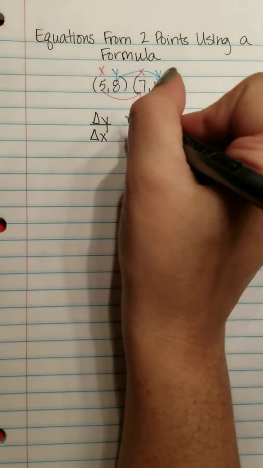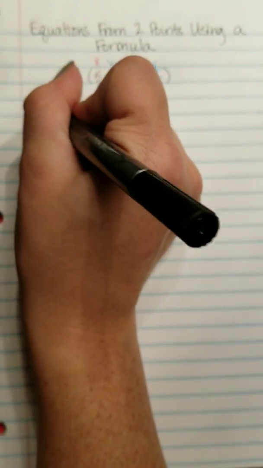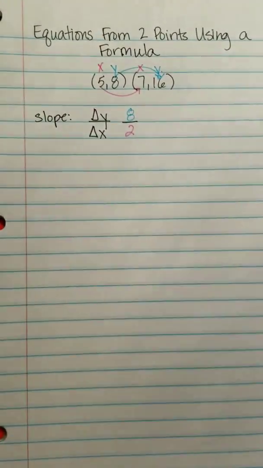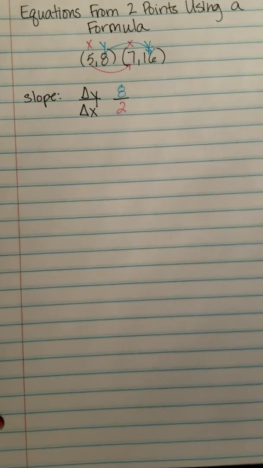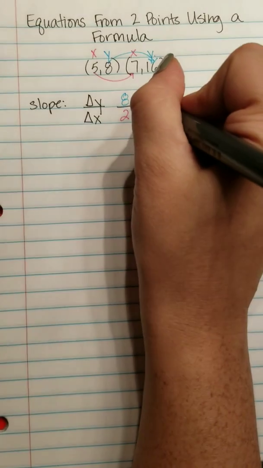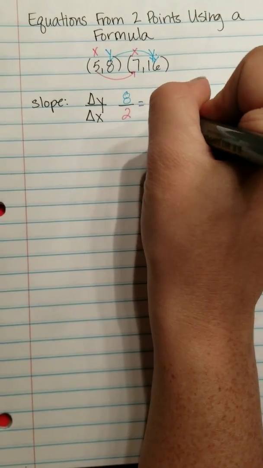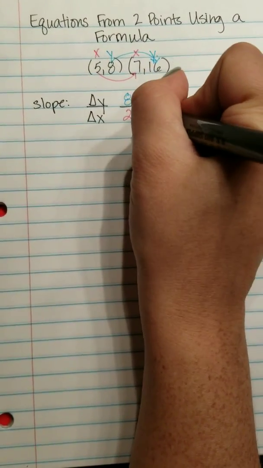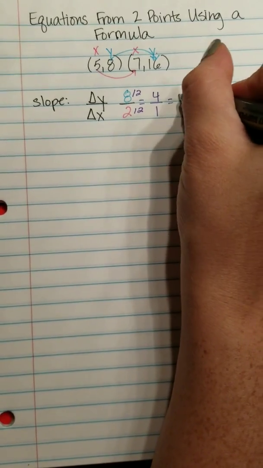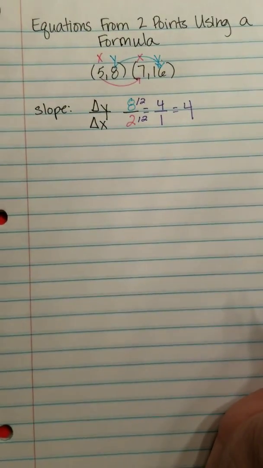So that leaves my slope. Sorry, I should have labeled that first. That leaves my slope as 8 over 2, which I know is the same as 4 over 1, because I divide both parts by 2. And that is also the same as a plain old 4.